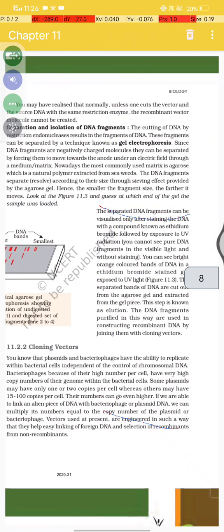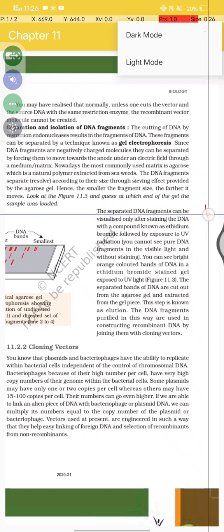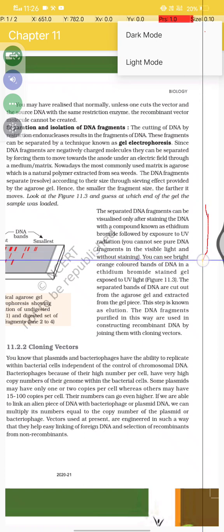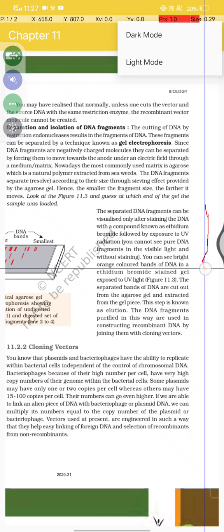Okay, now starts. The separated DNA can be visualized only after staining with a compound known as ethidium bromide, followed by exposure to UV radiation. You cannot see pure DNA fragments in visible light and without staining. You can see bright orange colored bands of DNA in an ethidium bromide stained gel exposed to UV light.